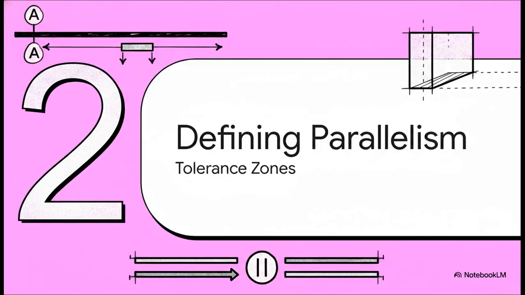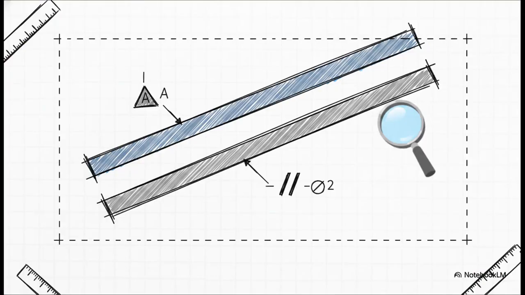Moving right along to Section 2, defining parallelism and its tolerance zones. Whenever you see those two parallel lines on a drawing, you're looking at a parallelism control. Essentially, this dictates that a surface, or a central axis, must remain straight at a distance. It's demanding that your feature perfectly mirrors the orientation of your foundational reference plane at a strict 0-degree angle. No tilting, no leaning, just a perfect 0-degree relationship.